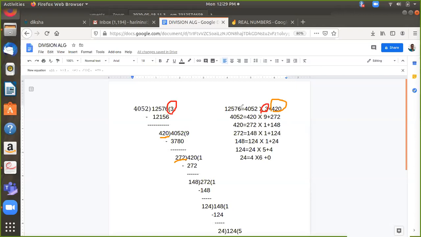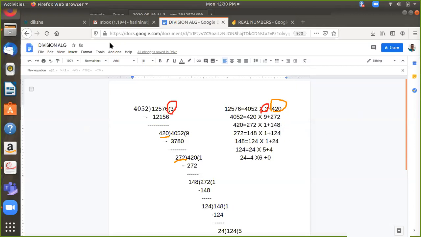You started with 12,576, 4,052 into 3 plus 420. Now 4,052 will come down as the dividend. The divisor is your remainder itself. How many times? Quotient you have to find out every time. That is where you are doing the division. Plus the remainder. Now from the previous step, 420 has come down as the dividend. Your 272 has come down as the divisor. You found out the quotient is 1 and the remainder was 148.